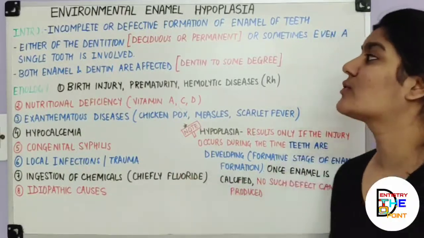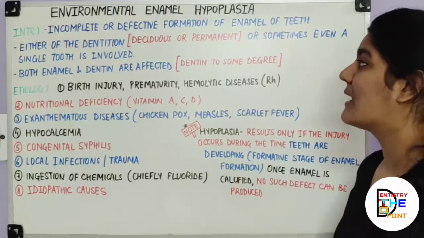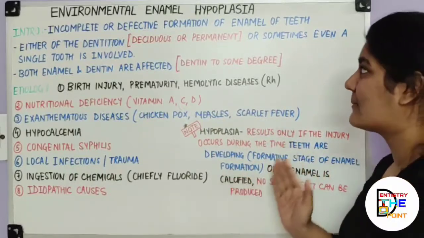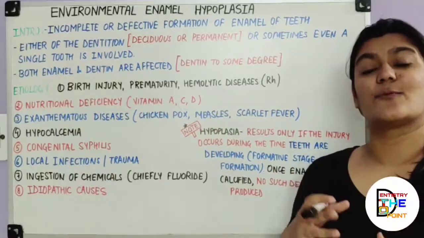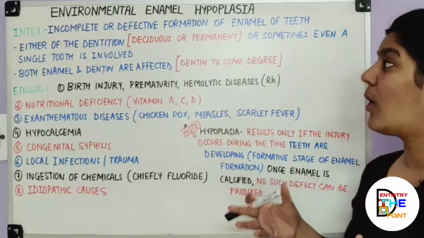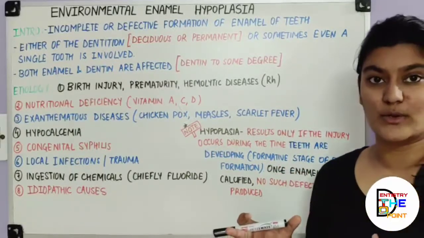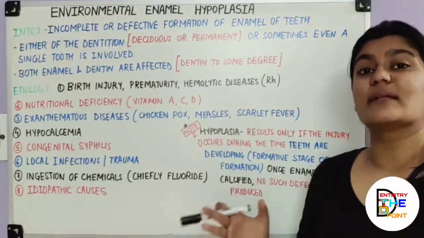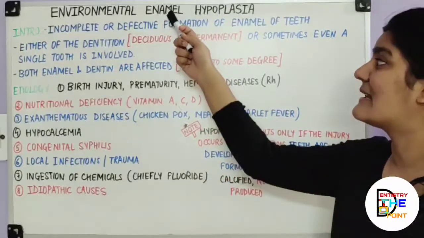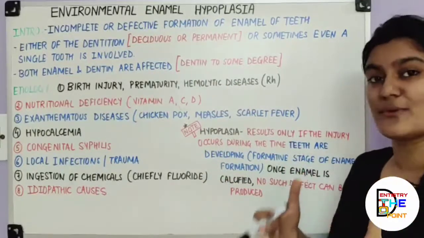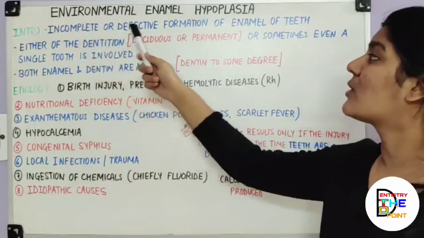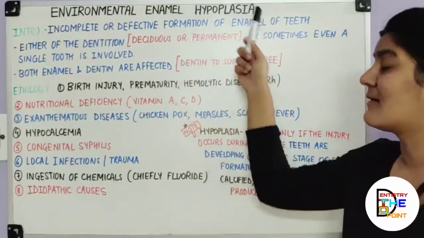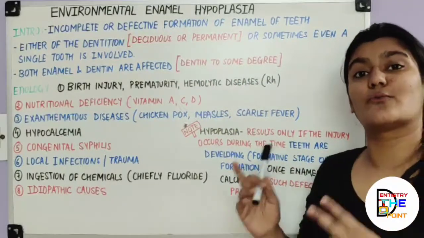In this video, we are going to deal with environmental enamel hypoplasia. As the name itself suggests, the word hypoplasia is for any kind of underdevelopment or incomplete development of a tissue or an organ. Here it is relating to enamel, so there is an incomplete or defective development of enamel. The definition goes: incomplete or defective formation of the enamel of the teeth is known as enamel hypoplasia. Now this enamel hypoplasia is of two types.